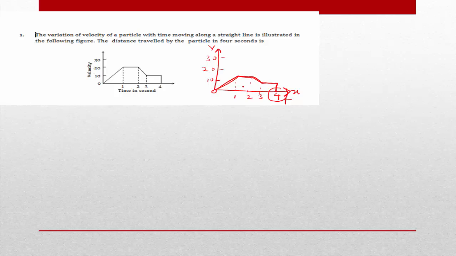How to calculate the distance travelled by the particle in 4 seconds using this graph? Here the distance travelled by the particle, distance is equal to distance.